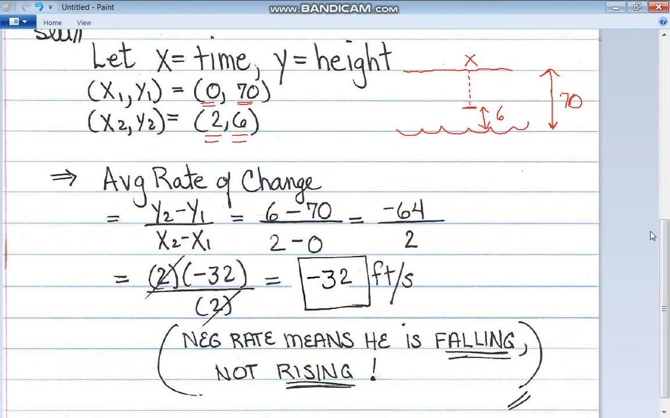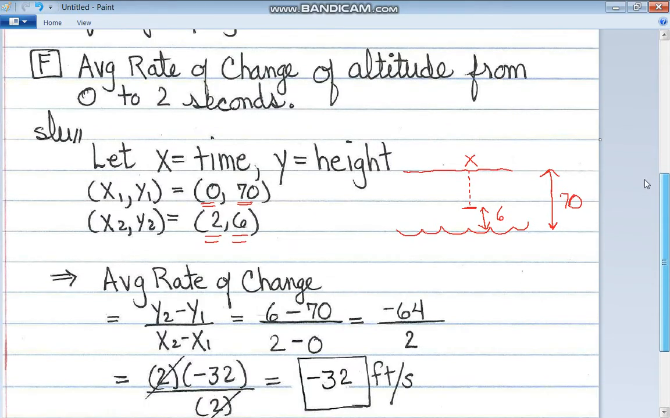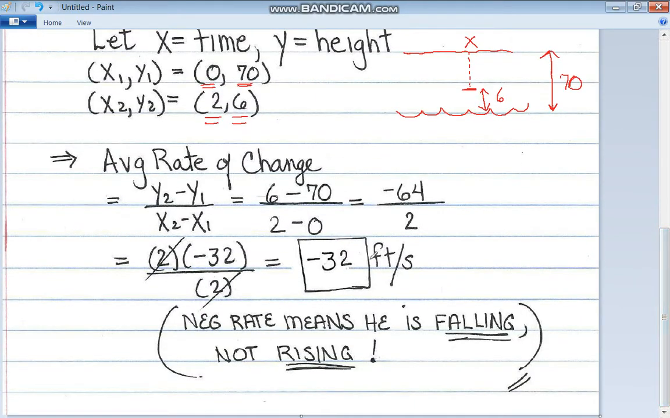Okay, so the average rate of change of the altitude from 0 to 2 seconds is found with the formula y sub 2 minus y sub 1 over x sub 2 minus x sub 1. So it's 6 minus 70, this 6 minus this 70, over 2 minus 0. So it's negative 64 over 2. Now we can simplify this fraction by factoring out a factor of 2. So it's 2 times negative 32 over 2. The 2's cancel, negative 32 feet per second.